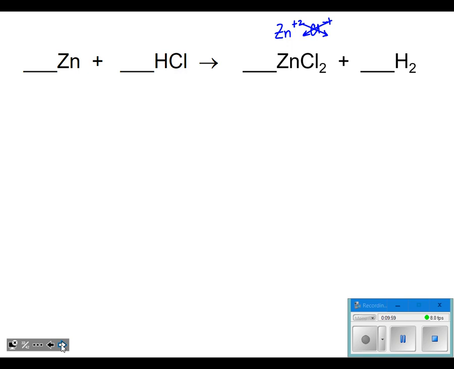After we get the products, we'll need to balance, which means we would need a 2 right there. So that's the key thing about these. You're going to look up if the single element is higher on the activity series than the one in the compound. If it is, the reaction will happen and you create the products. Once you create the products using your diatomics and formula writing rules, then you balance. So now we're going to look this up.